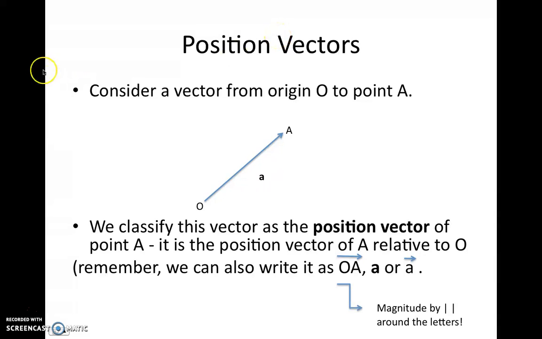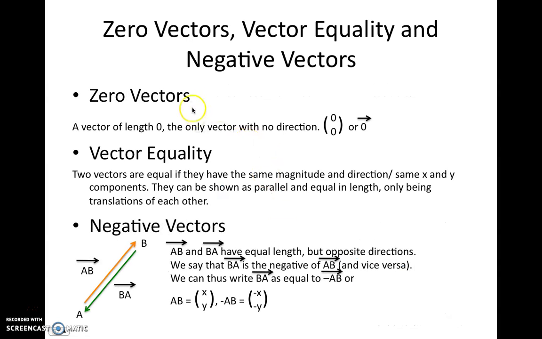Position vectors. Consider a vector from origin O to point A. We can also call it A. We classify this vector as a position vector of point A. It's a position vector of A relative to O. Zero vectors. As the name suggests, it's a vector of length 0. It's the only vector with no direction. So you can represent it as (0, 0), or just 0 with an arrow across the top.